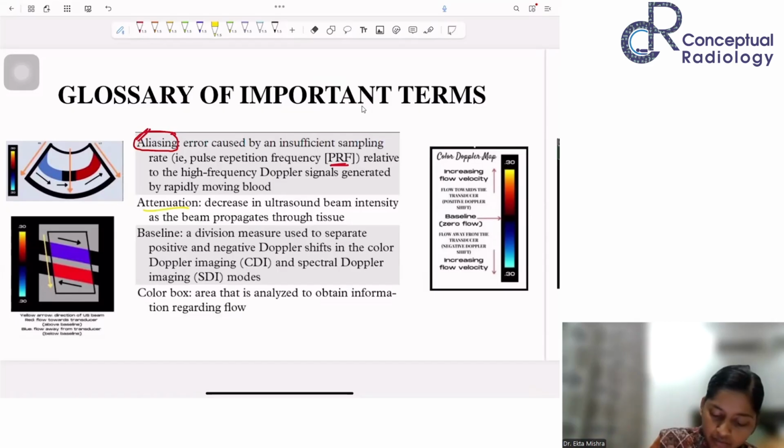Some terms, like attenuation. Everybody knows what attenuation is. When the ultrasound beam travels to deeper parts of the body, it attenuates. So when it attenuates during propagation through the tissues, the signals that are received are also attenuated. And to combat this, we use the gain. So we amplify the signals which were attenuated.